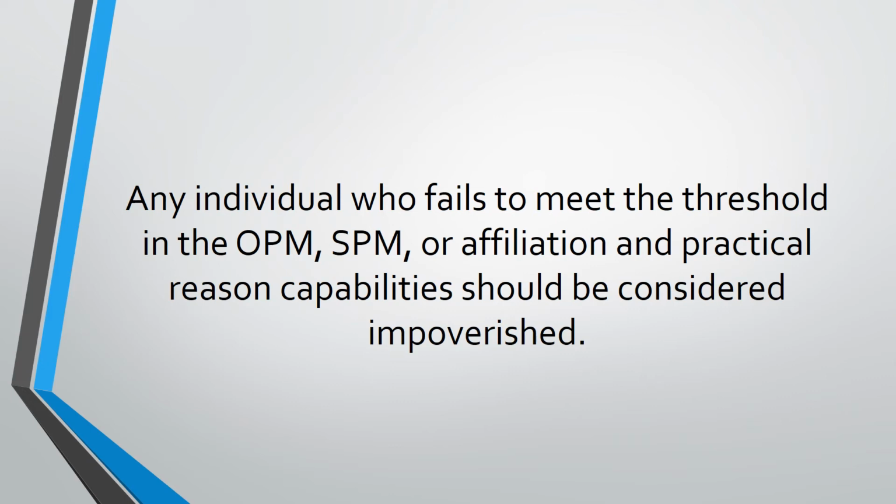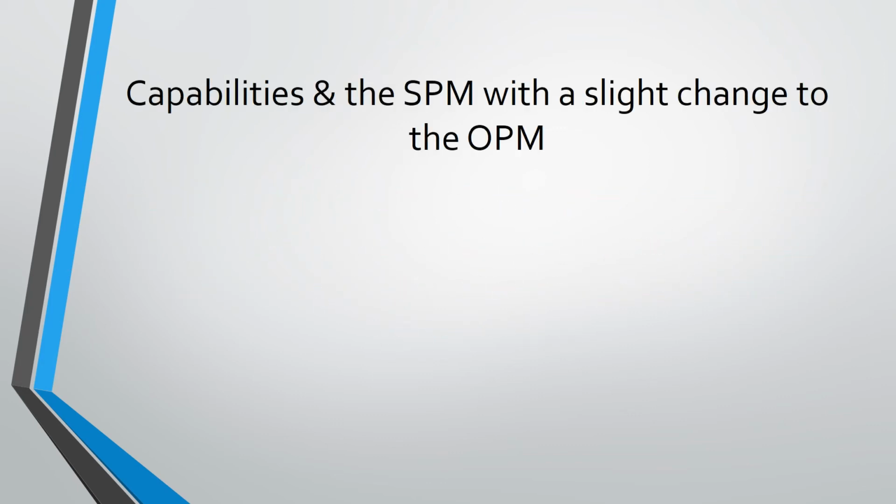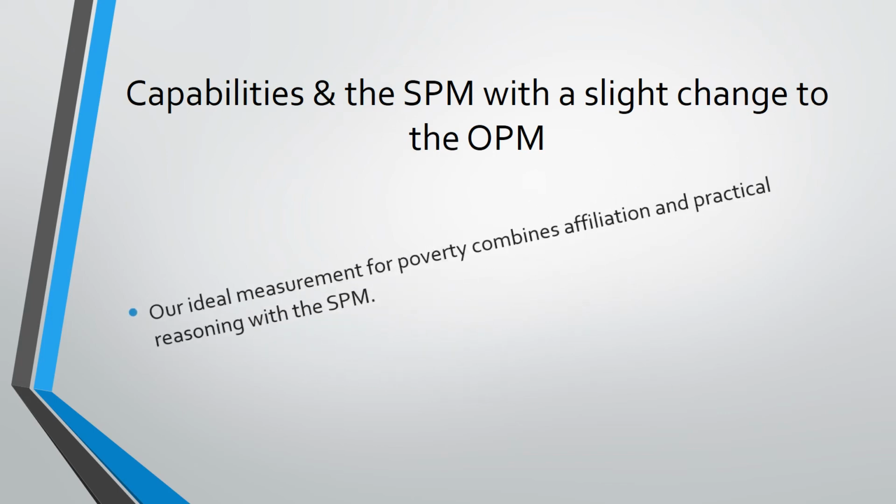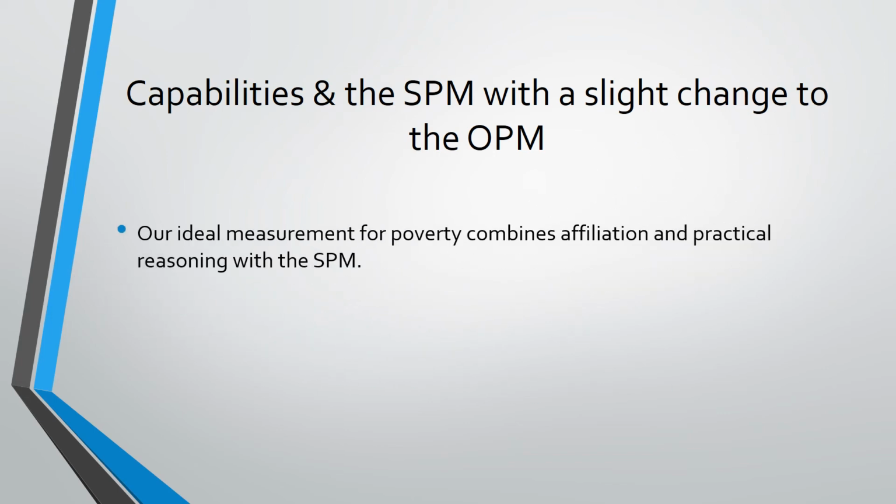In defining poverty, we would suggest that any individual who fails to reach a threshold in the OPM, SPM, or affiliation and practical reason capabilities should be considered impoverished and designated for support. Our approach to measuring poverty in America is one that seeks to combine the essential capabilities we've identified, affiliation and practical reason, with the SPM, creating new metrics for measuring these capabilities.